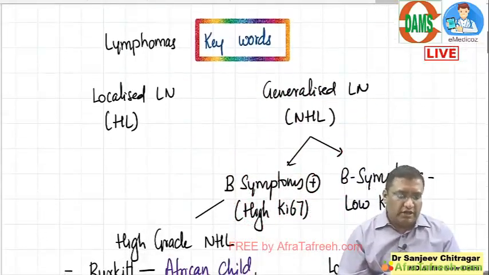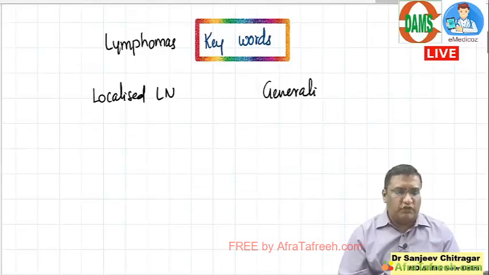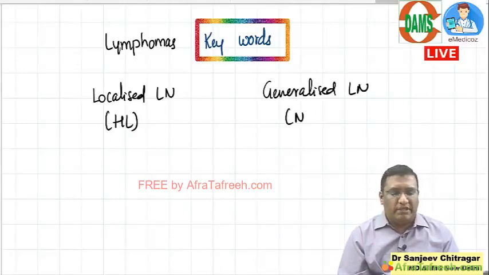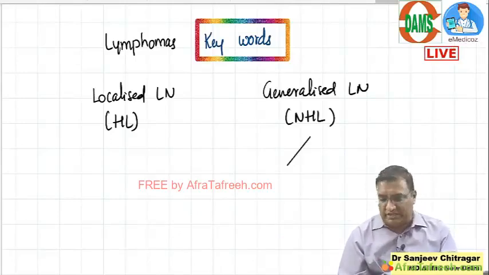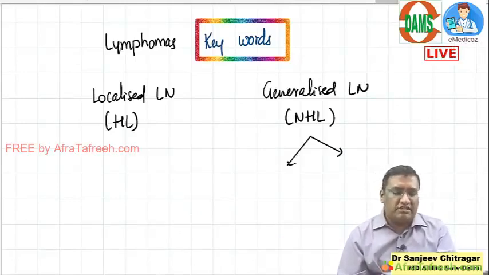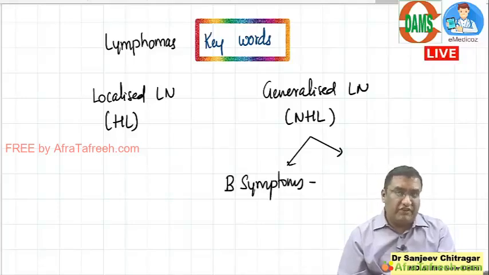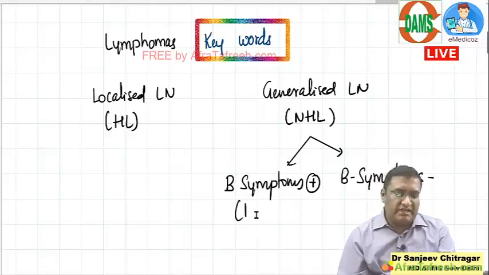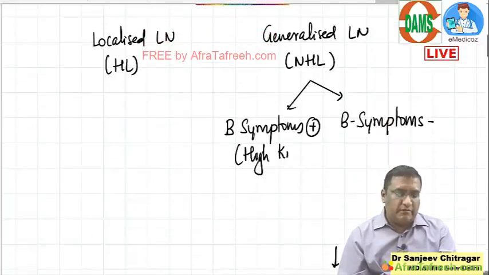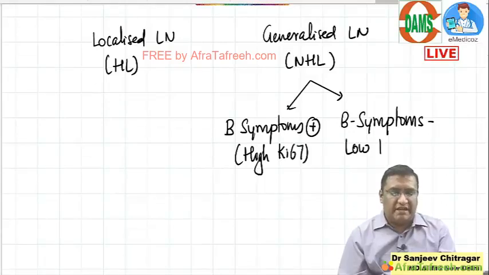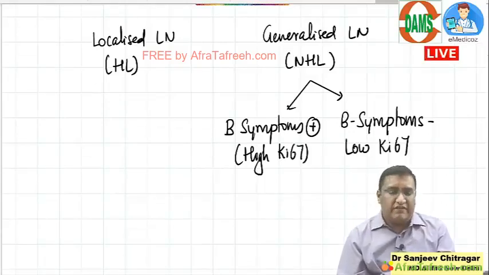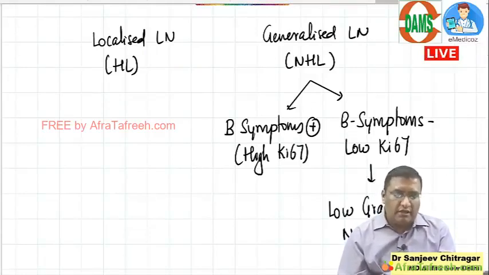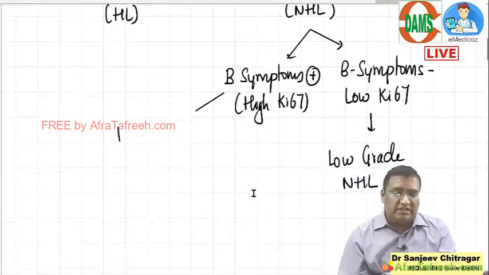Next, now lymphoma. Keywords for lymphoma: localized lymphadenopathy or generalized lymphadenopathy. Localized lymphadenopathy, Hodgkin; generalized lymphadenopathy, non-Hodgkin. In non-Hodgkin, keywords I look for: B symptoms, fever, weight loss, night sweats, present or absent. If B symptoms are present, I suspect it is high grade. Ki67 will be high. And if it is low Ki67 and no B symptoms, low grade. So when I'm suspecting low grade, the important low grade NHLs and the important high grade NHLs.